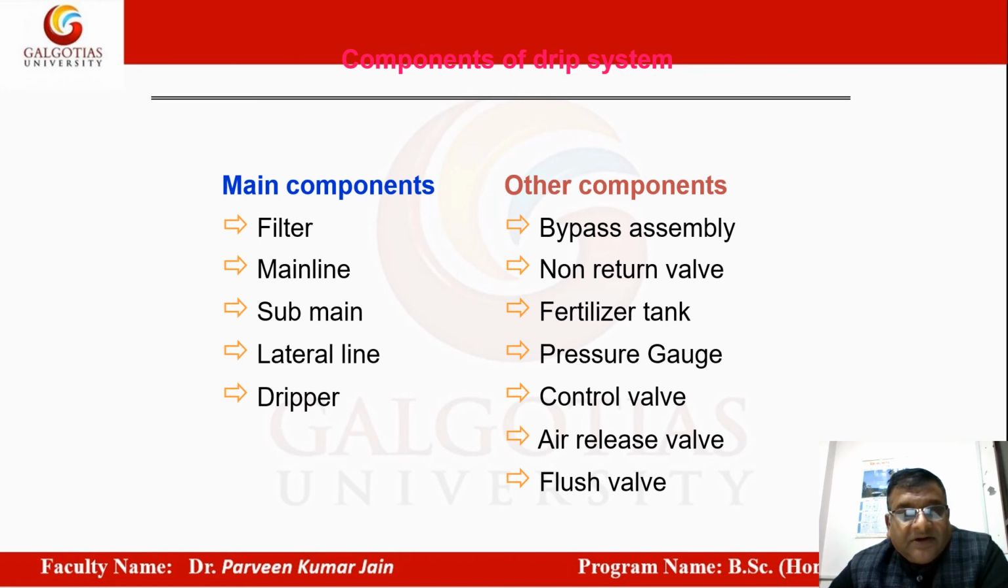Then there are different components of a drip system. The main components, in broader categories, are filters, main lines, sub main lines, laterals, and drippers. The other components fitted in a drip irrigation system are a bypass assembly, NRV, which is the non-returning valve, fertigation tank, pressure gauge, control valves, air release valves, and flush valves. They have different roles, which we will take up when we discuss the different components of a drip irrigation system.